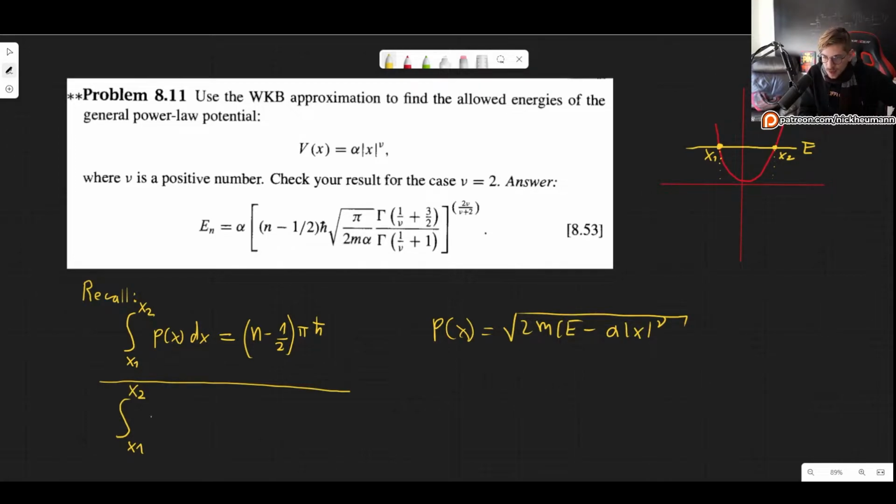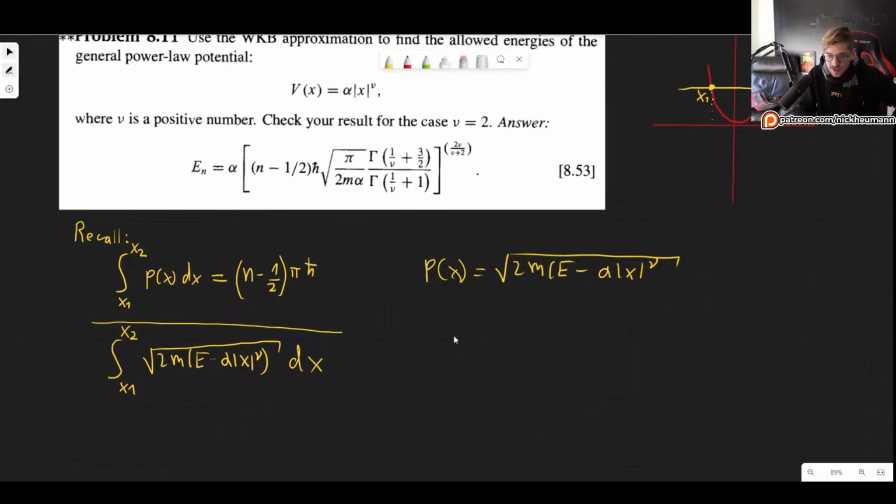Okay, now let's plug the momentum in. So 2m times E minus alpha times the absolute value of x to the nu, and we take the square root, and dx. Okay, and this of course has to be equal to this thing here, but let's first work out this integral and then we will set it equal. Now, how can we work around this integral? Well, we have to get rid of the absolute value first, right? Integrating the absolute value is kind of gnarly, so maybe let's try to avoid it.